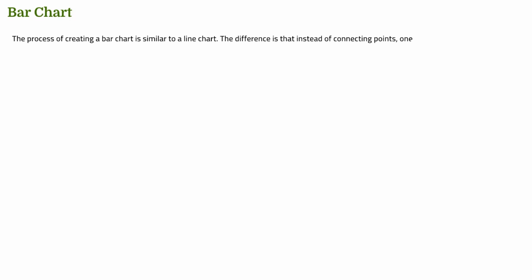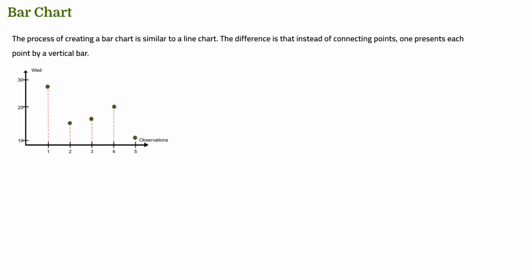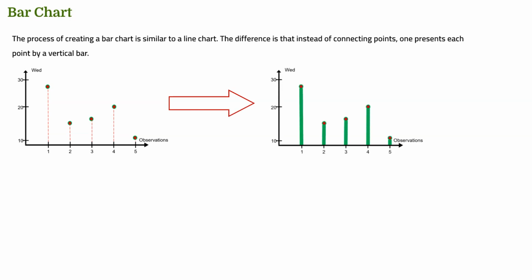Next topic, bar chart. The process of creating a bar chart is similar to a line chart. The difference is that instead of connecting points, one represents each point by a vertical bar. Here's the example we had before, the bunch of data points that we created in the line chart. And if we represent every point by a bar, we end up with a bar chart.